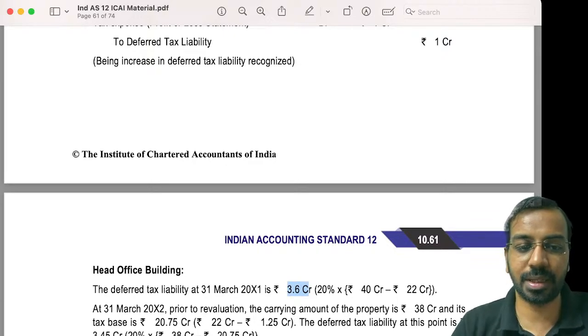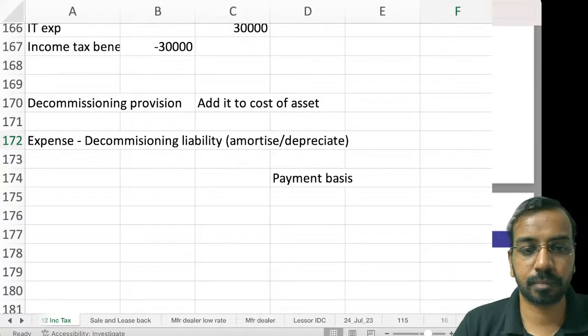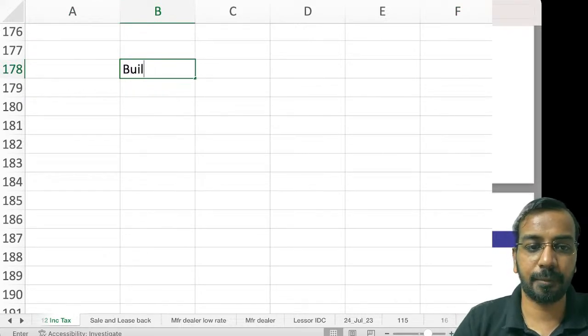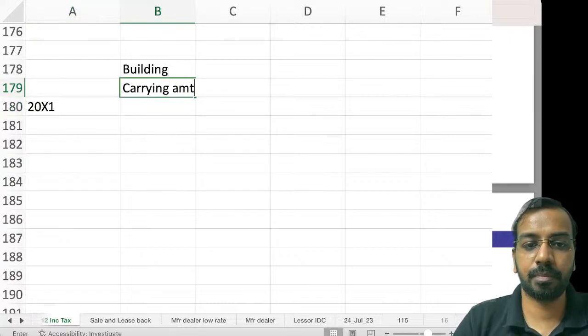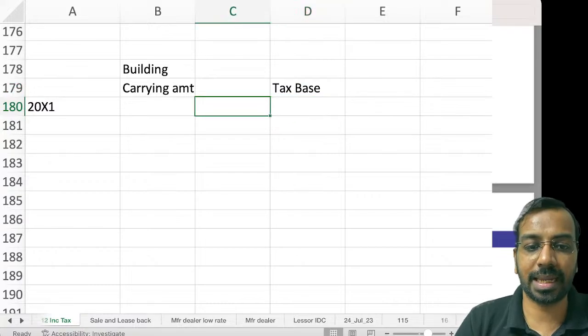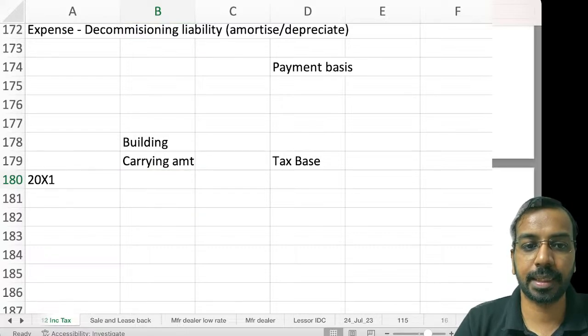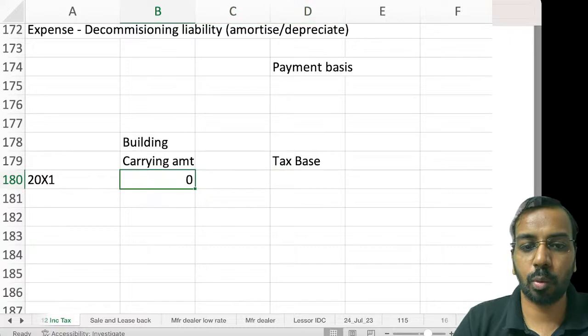I'll actually do it on an Excel, that will be easier for us to understand. Just a moment. Building, okay. Year 1, carrying amount, tax base. What is the carrying amount? The building was revalued every year. On 31st March, the carrying value of the building is 40 crores. What is the tax base? Tax base of the building is 22 crores.